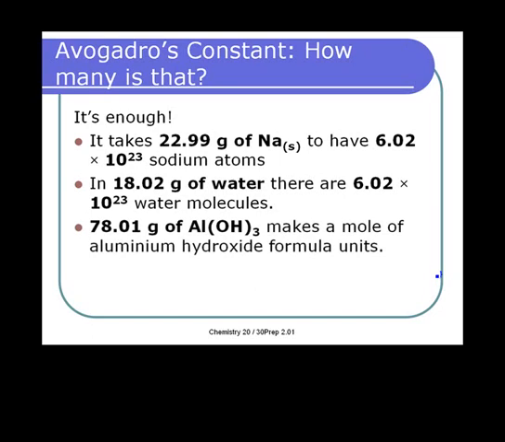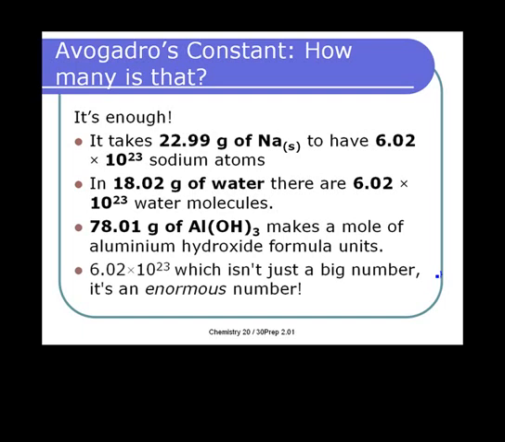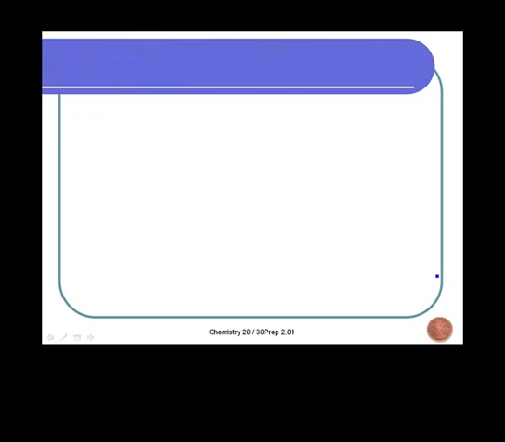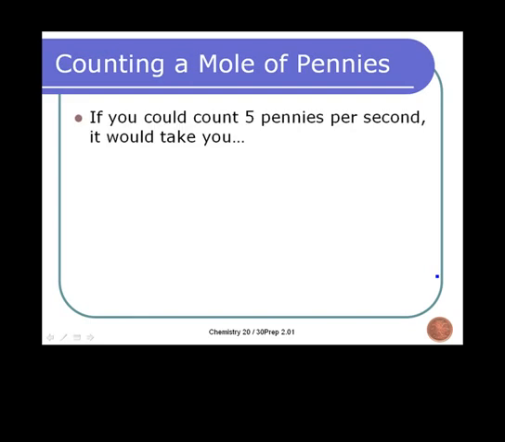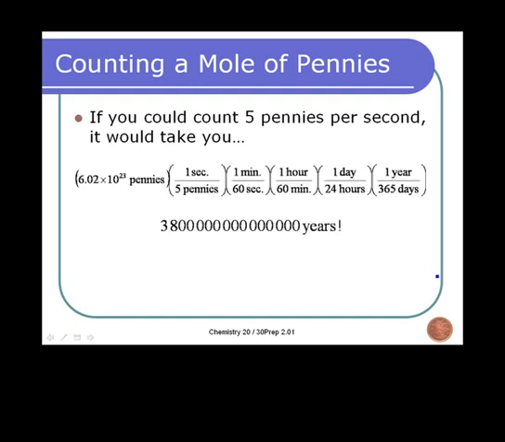We could say the same thing for another type of compound, aluminum hydroxide. In terms of size, 6.02 times 10 to the 23rd is an enormous number. So we're just going to go through a couple of examples using the penny to show you how big that number is. If you were to count 5 pennies per second, and you wanted to count 1 mole of pennies, so you wanted to get up to that 6.02 times 10 to the 23rd, just counting 1, 2, 3, 4, 5, and so on, it would take you a really, really, really long time.